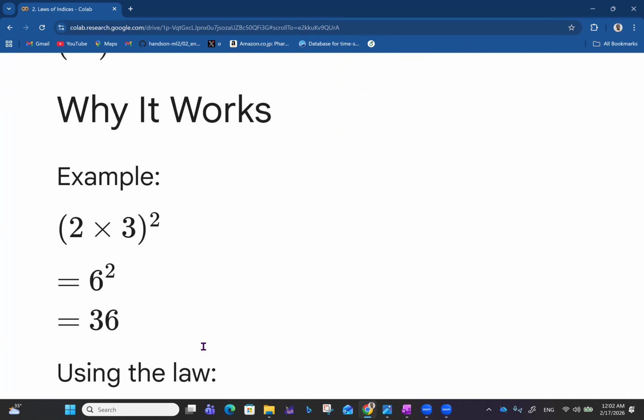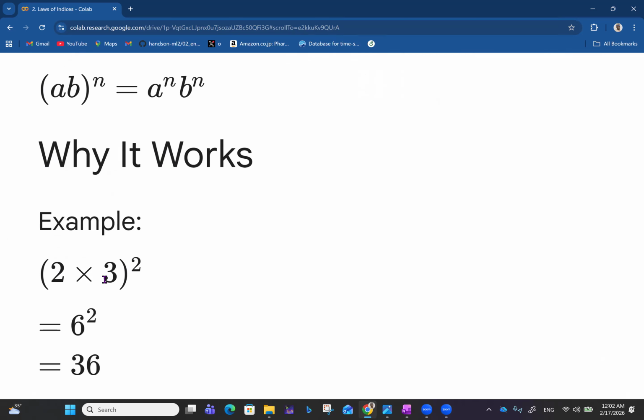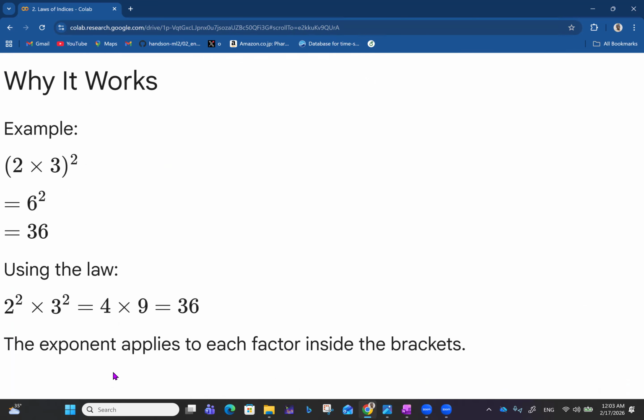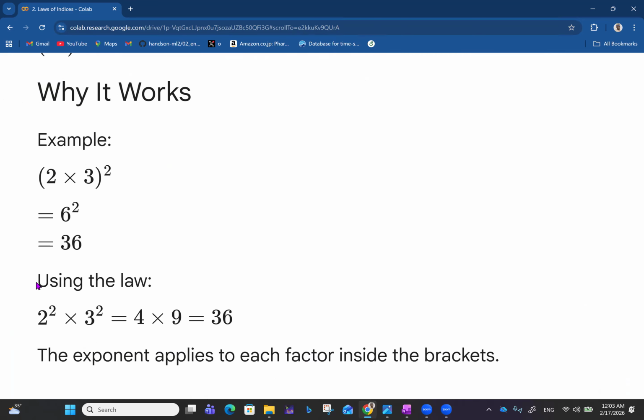And it works because if you have 2 times 3 raised power 2, that means 2 times 3 is 6. 6 raised power 2 is 6 squared, and that is 36. But if you apply the law, it means 2 times 3 raised power 2 can be written as 2 raised power 2 times 3 raised power 2, which is, 2 raised power 2 is 4, 3 raised power 2 is 9, 4 times 9 is 36.